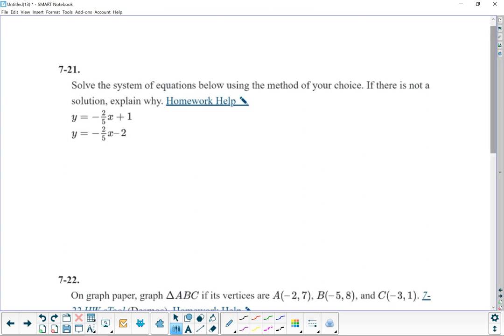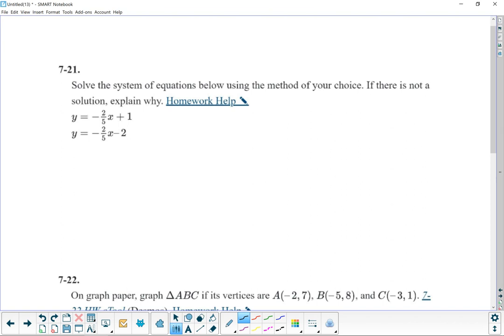All right. Number 21. Solve the system of equations below using the method of your choice. If there is not a solution, explain why. Since this is already set up and they're both equal to y, I can either graph it or do the equal values method. Because these are equal to each other, I'm just going to do the equal values method.